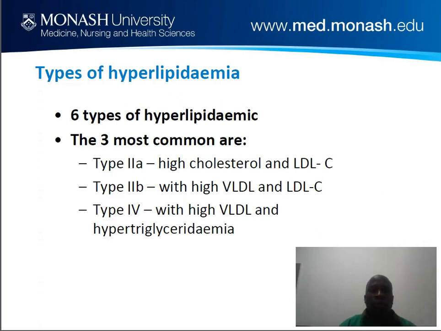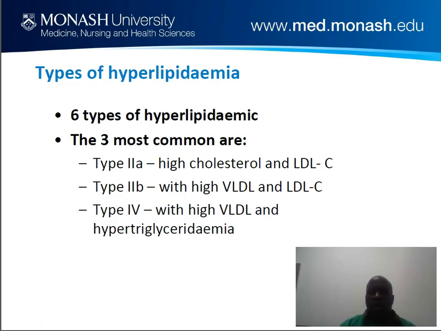And so let's look at the types of hyperlipidemia. There are several types of hyperlipidemia. In fact, to be specific, there are 6 types of lipidemic conditions. The 3 most common ones are type 2A, which is characterized by high cholesterol and high LDL-C. So such high cholesterol and LDL-C indicates type 2A. And then we have type 2B, which shows high VLDL and LDL-C.